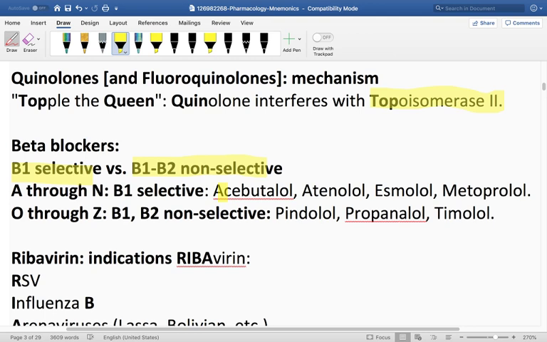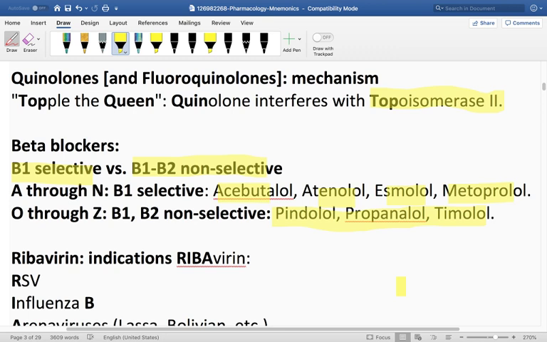Acebutolol, atenolol, esmolol, metoprolol, they're all beta 1 selective. Remember O through Z. They are non-selective. Pindolol, propranolol and timolol, they are basically non-selective.